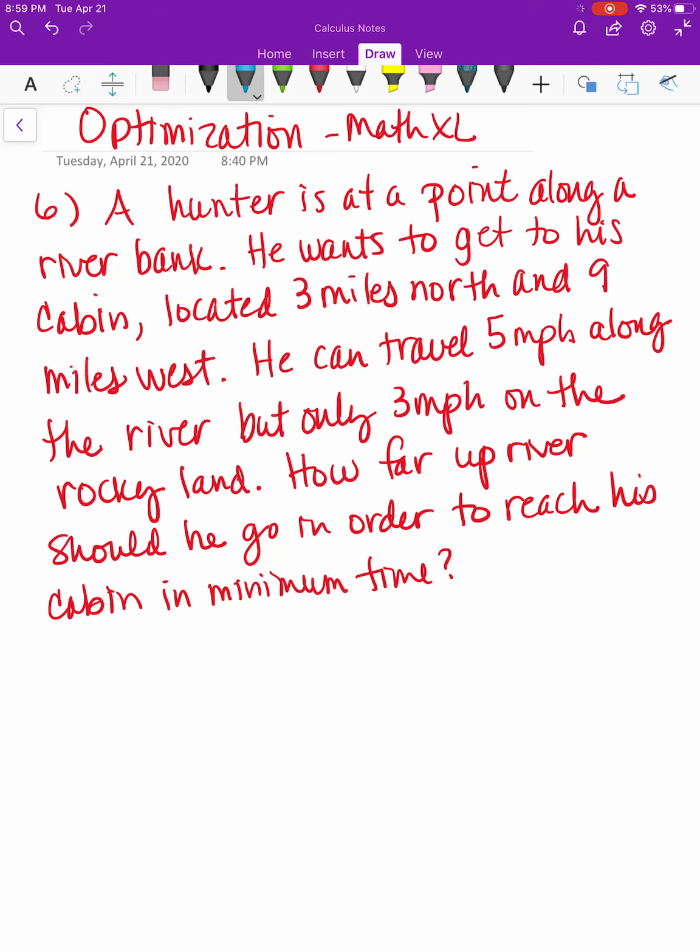Now let's go to problem number 6. And when I pulled up just a random set of problems, this is my number 6. A hunter is at a point along a riverbank. He wants to get to his cabin, located 3 miles north and 9 miles west. He can travel 5 miles per hour along the river, but only 3 miles per hour on the rocky land. How far upriver should he go in order to reach his cabin in minimum time?